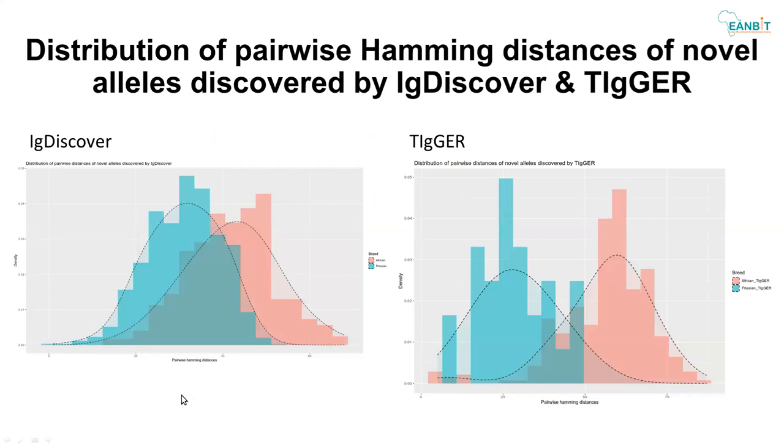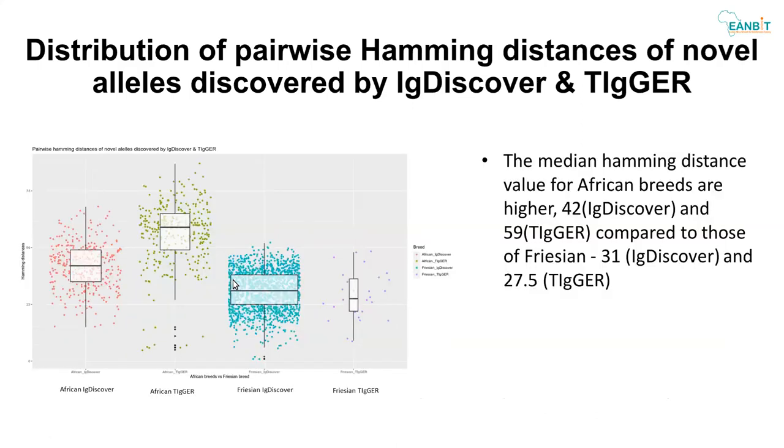Comparing the results, on my left is from IGDiscover and on my right is TIGA. We see that the distribution of the African breeds is shifted to the right, showing that they are distant as compared to Frisian, which is our control. I show a box plot that shows again the distribution of these pairwise Hamming distances. The median Hamming distances for African breeds, for IGDiscover and TIGA, are higher compared to the Frisian, which is low. This shows that the African novel germline alleles are more diverse as compared to the Frisian breed.